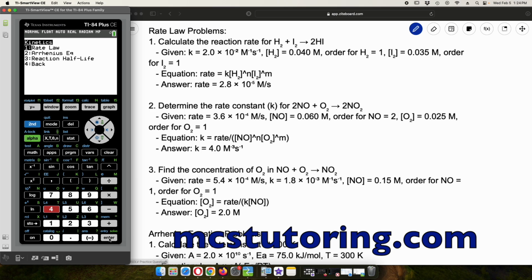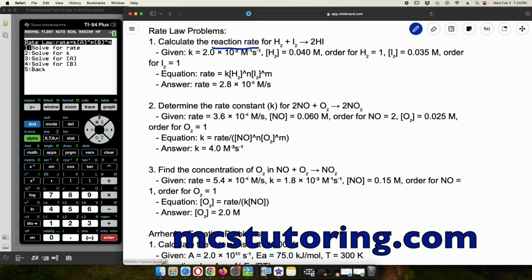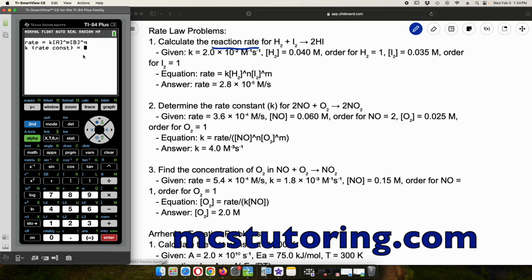We're going to do problem number 1. Let's get started. So we've got to calculate the reaction rate for H2 plus I2 yields 2HI. That's hydrogen and iodine, or iodine, depending where you live in the English-speaking world. So we're going to calculate the reaction rate, so that's going to solve for the rate here. And then what's the rate constant? K is 2 times 10 raised to the -2. And remember, use that negative sign right here, just to the left of the answer key. If you use the minus, ooh, bad news, the calculator will not work too well with that.